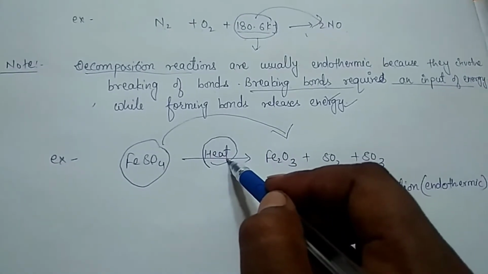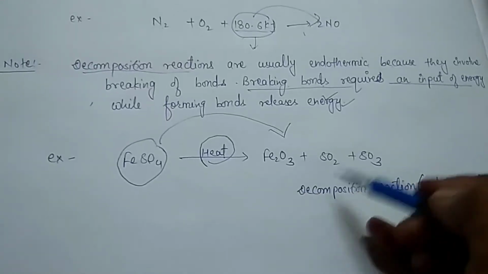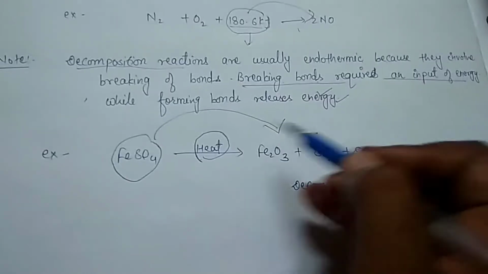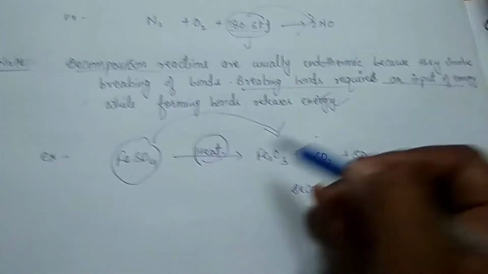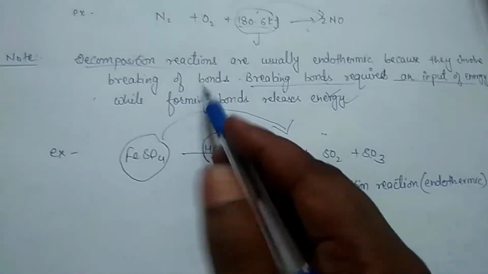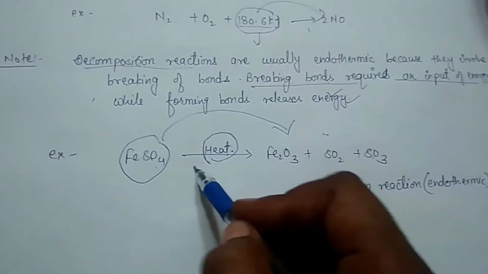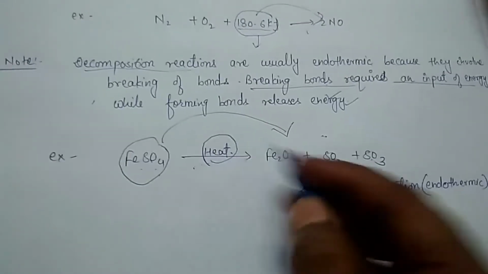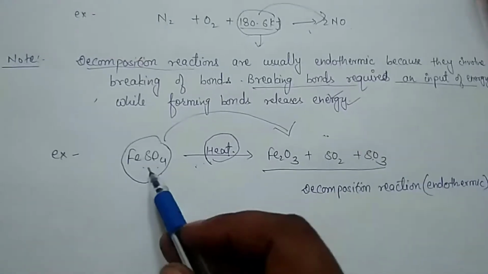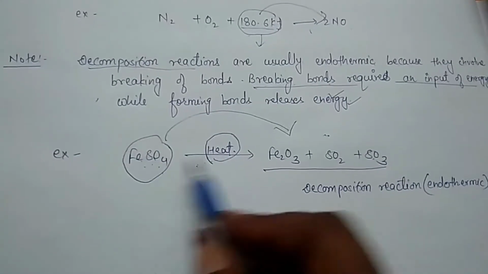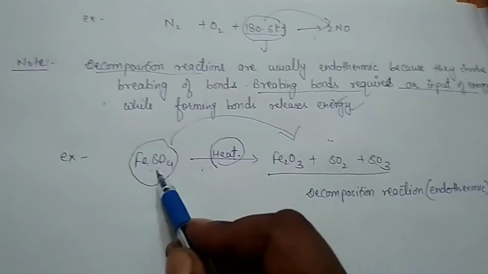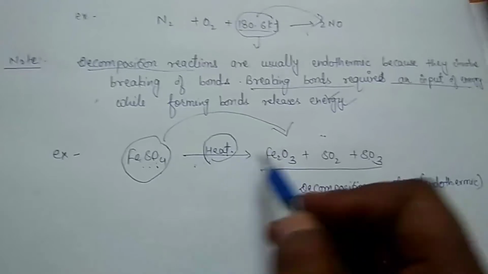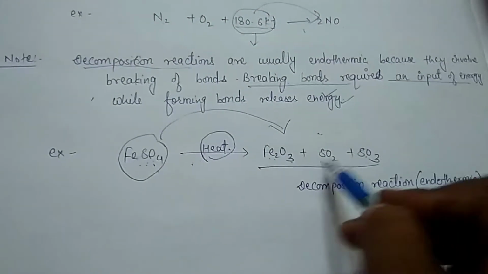If it is in the form of heat, that will be thermal decomposition reaction. If there is light, that will be photochemical decomposition reaction. If there is electric current, that will be electrolytic decomposition reaction. So all decomposition reactions are endothermic because breaking of bonds requires input of energy. Easy? Because when ferrous sulfate decomposes, unless it absorbs heat, this heat energy will break the bonds present in ferrous sulfate and form the products Fe2O3, SO2 and SO3.